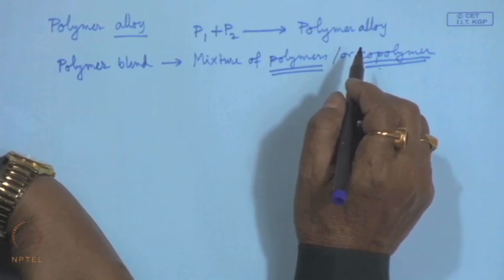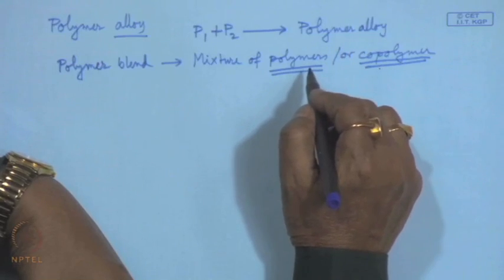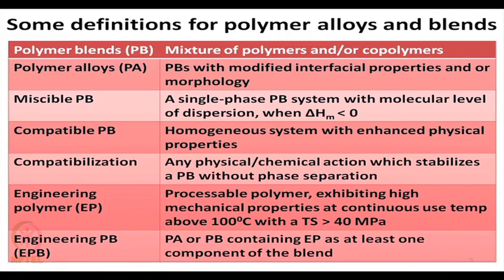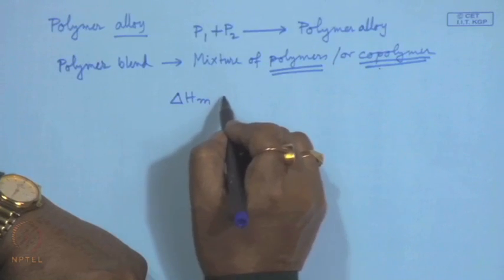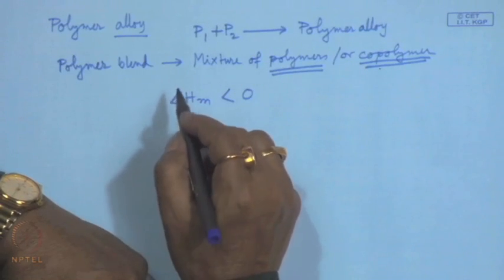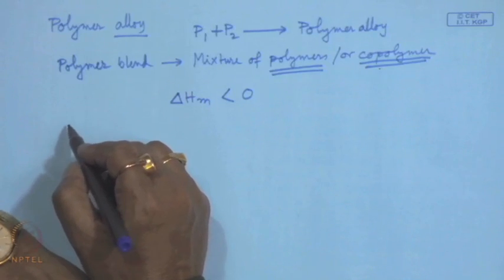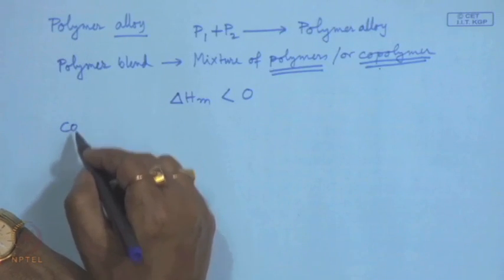Then what is miscible polyblend? It is a single phase polyblend system. It is supposed to be a single phase polyblend system at molecular level of dispersion of one polymer in the other, and it must fulfill the thermodynamic criterion, that is, the heat of mixing of the two polymers should be negative. When delta H M, that means heat of mixing of the two polymers, is negative. Then another terminology we also come across is compatible polyblend.